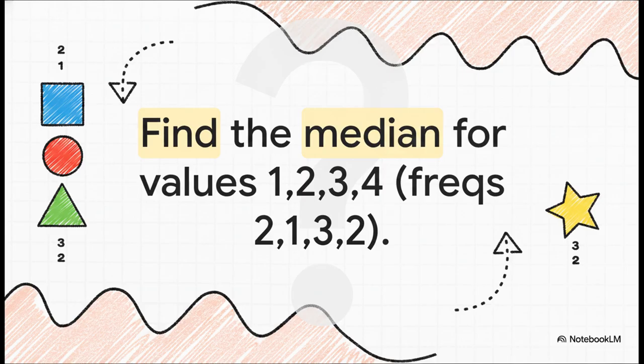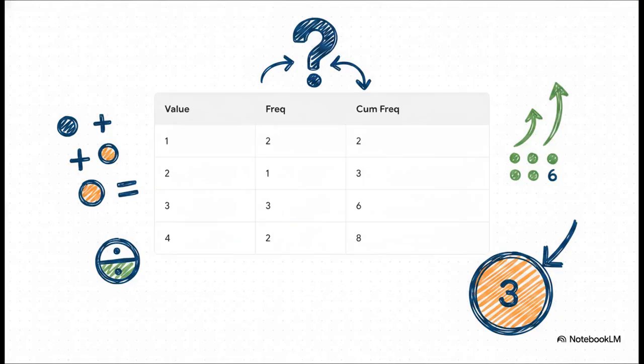All right, let's serve up one final quick quiz to give you one more satisfying win. Quick quiz 2. This time our values are 1, 2, 3, and 4. And the frequencies are 2, 1, 3, and 2. Using the exact same strategy we've been doing, find the median. Actually, try tracking those cumulative frequencies in your head right now as we go from left to right. Okay, let's solve this one step by step.